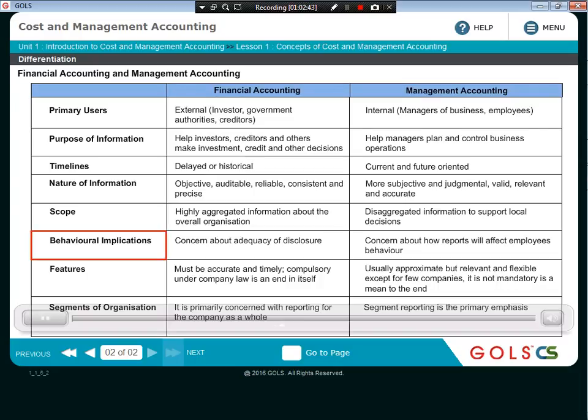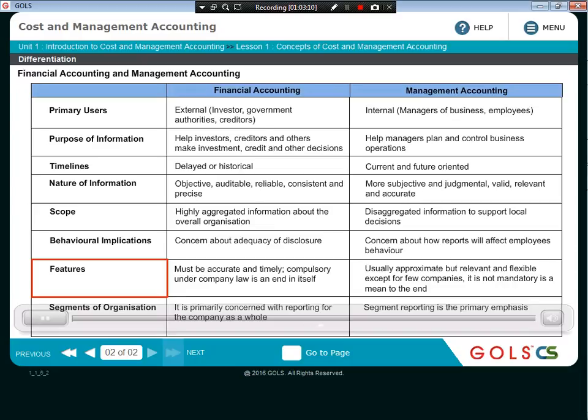Behavioral implications are nothing but concerns about the adequacy of disclosure. Financial accounting has a certain set of formats for how to disclose the information. Whereas management accounting is concerned about how the reports will affect employees' behavior, and how they will be effectively utilized by the management for the purpose of employees. That will be the behavioral implication.